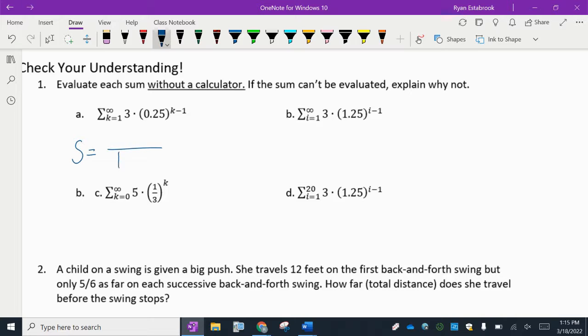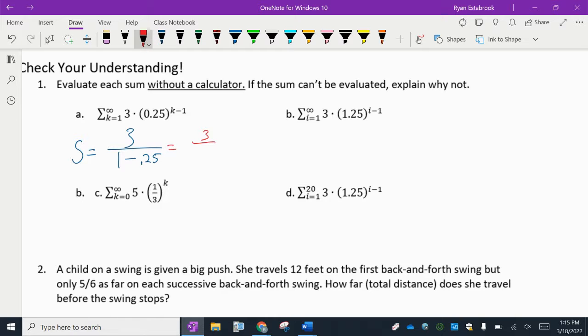A sub 1 over 1 minus r. What is the first term in this series? 3. I see it's in that general form. 3 is out front. And just to be clear, if I were to plug 1 in for k, 1 minus 1 is 0. 0.25 to the 0 is just 1. Anything to the 0 is 1. So then 1 times the 3 does give us that leadoff term of a 3. So a sub 1 over 1 minus r. What is our common ratio this time? 0.25. So we have 3 over 1 minus 0.25.